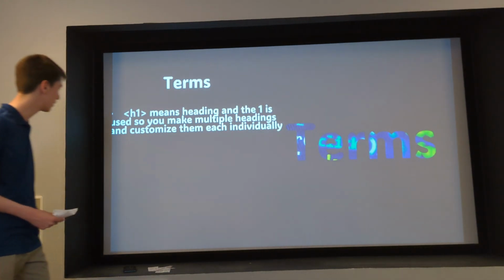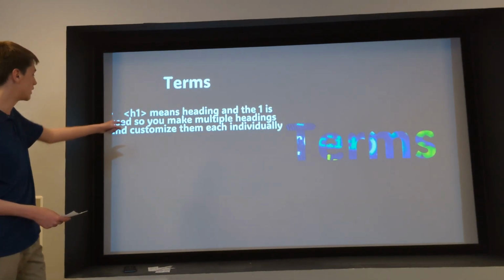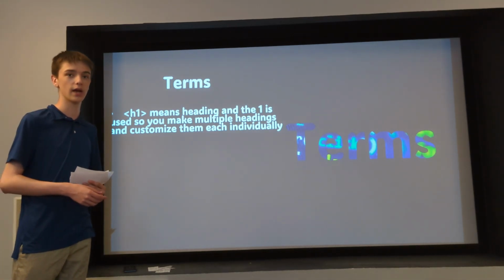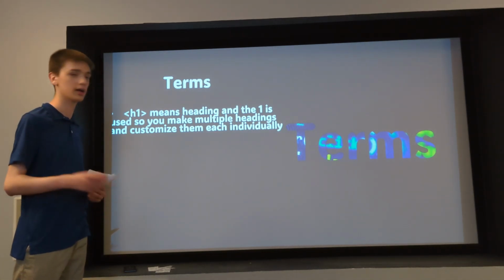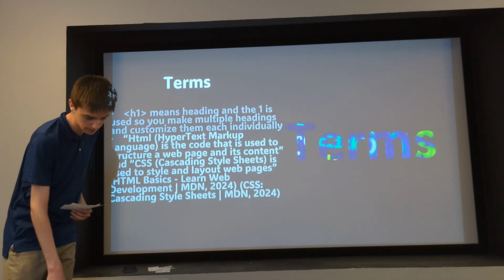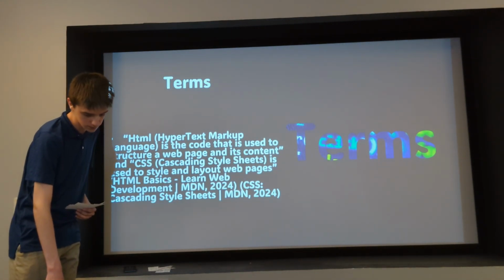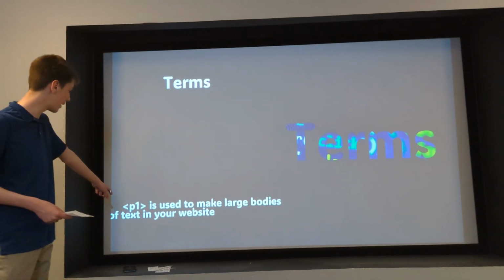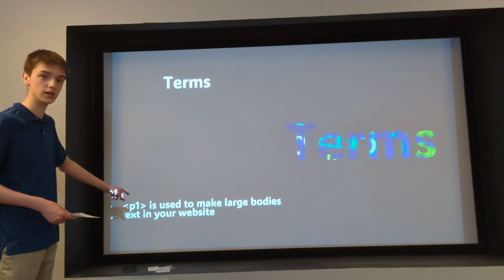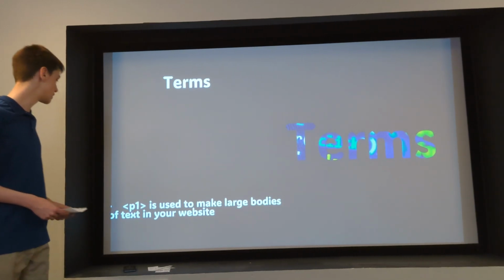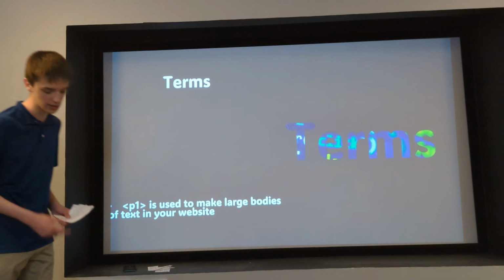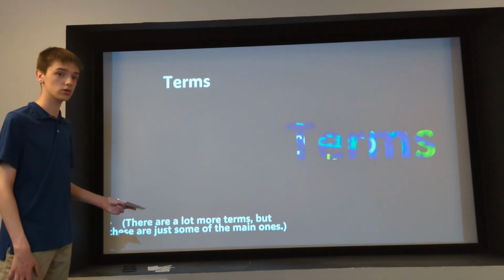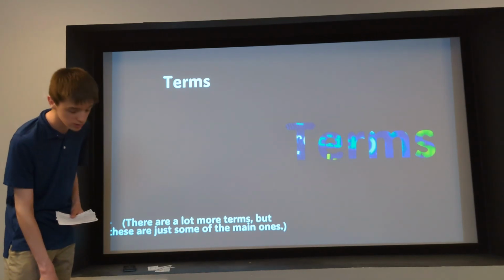You also have heading, and the one is used so you can make multiple headings and customize them each individually so they can have different font sizes and different colors. And then you have, which I said before, paragraph, and then you can also use the one to customize its font and coloring. It's used to make large bodies of text in your website. And there are a lot more terms, but those are just some of the main ones that I use.